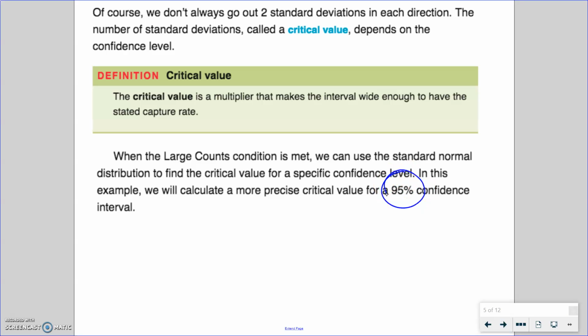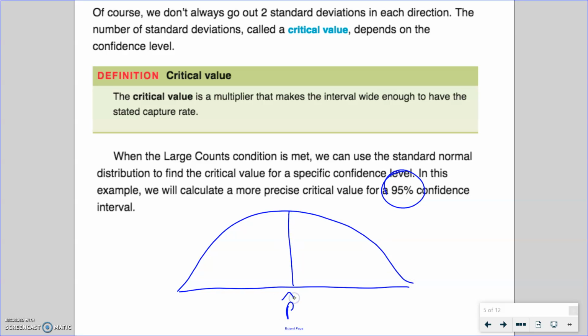If we're doing a 95% confidence level, it's kind of like we're drawing a normal curve and saying, here's my p hat, and I'm going out plus or minus 95%. Well, if you remember 68, 95, 99.7, this is between plus or minus 2 standard deviations. So the critical value depends on what your confidence level is. If I wanted to do a 68% confidence interval, it'd be plus or minus 1 standard deviation. If I want to do 99.7, it's about plus or minus 3 standard deviations, and that sort of thing.